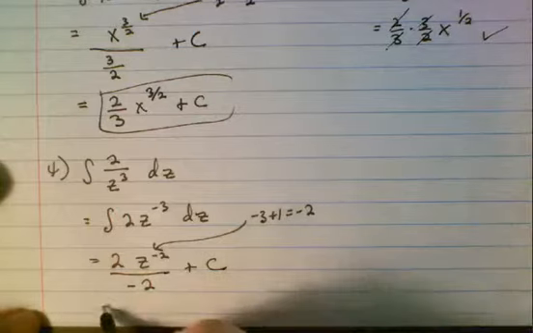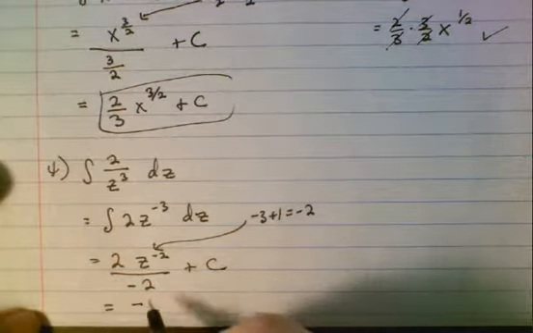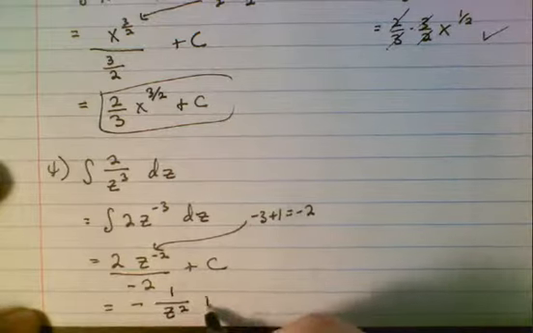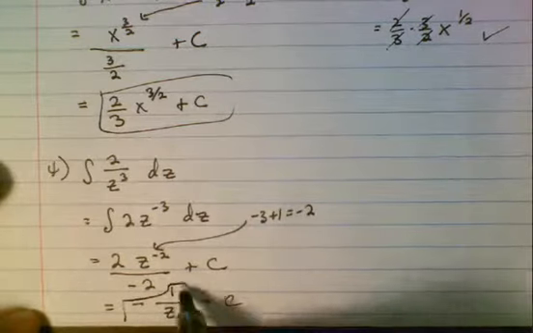These 2's are going to cancel out. So we have negative 1. The z moves back to the denominator. There's an invisible 1 up top, plus c.